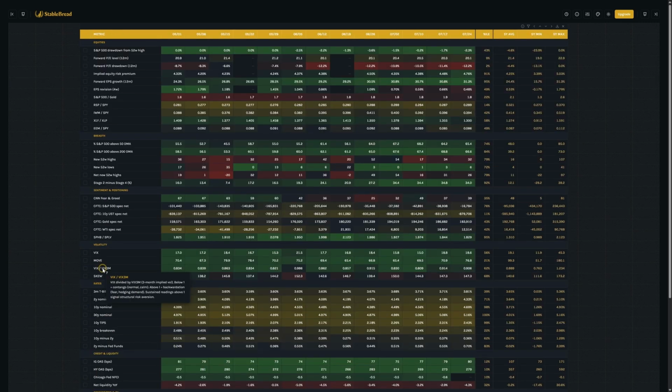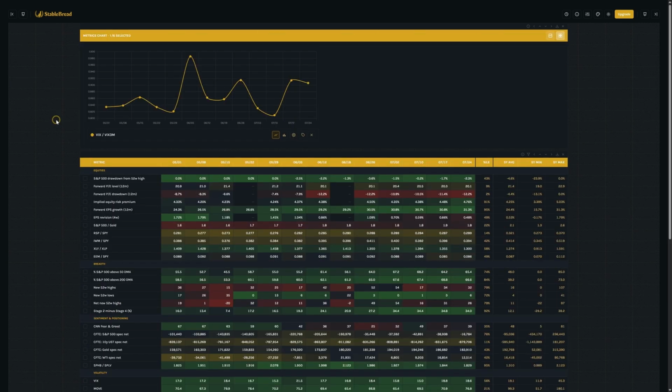Next, we have the VIX divided by the VIX 3-month. This compares the cost of protection over the next month to protection over the next 3 months. Normally, the near term is cheaper, so this sits below 1.0. When it goes above 1, that means people are paying more to be protected right now than later, which is what you'd expect in a very fearful market.